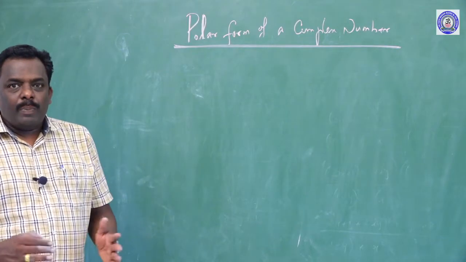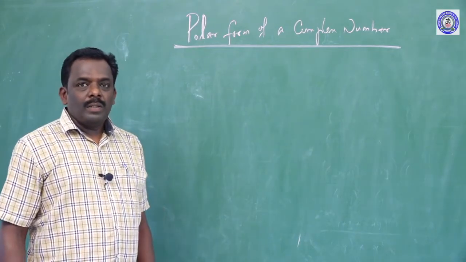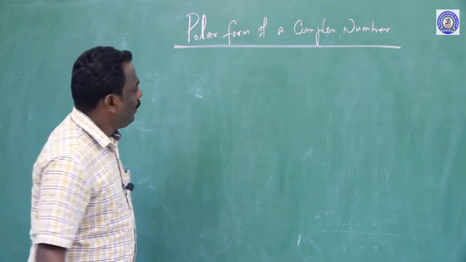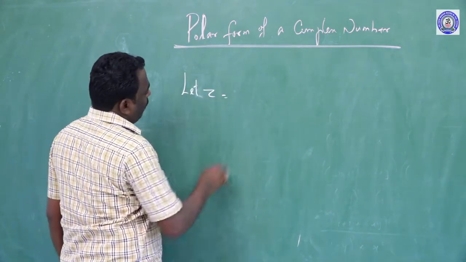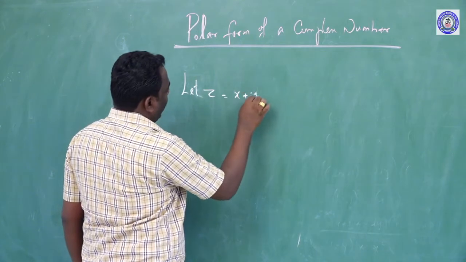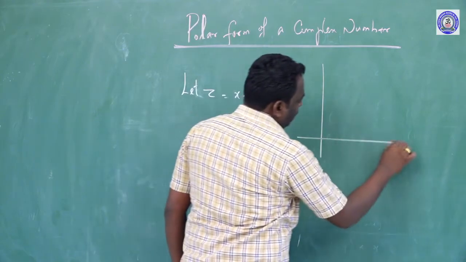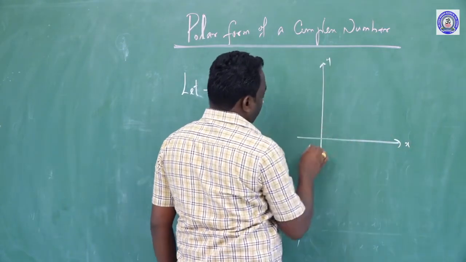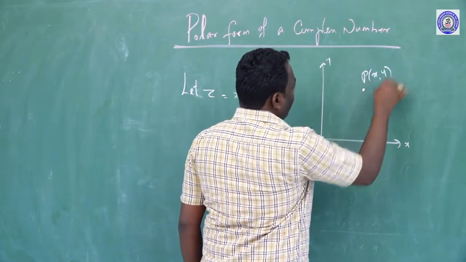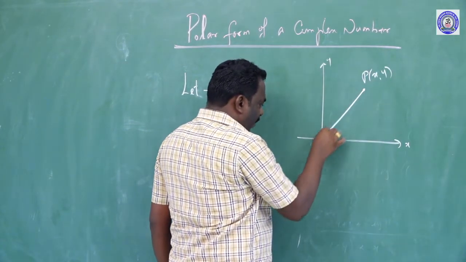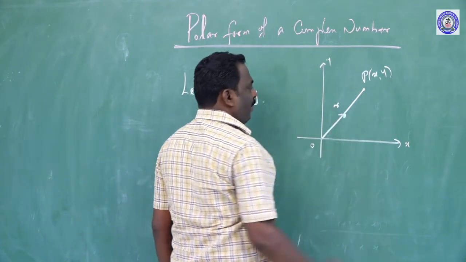Okay students, the next topic is the polar form. So what is the polar form? Let us consider a complex number. We know z is defined as a complex number equal to x plus iy. Now take the x-axis, the y-axis and the origin. A point P is defined by x comma y, and draw the vector OP. OP is a vector.